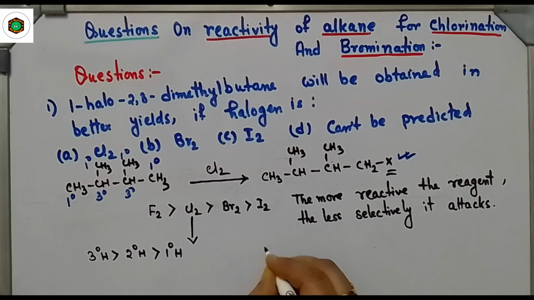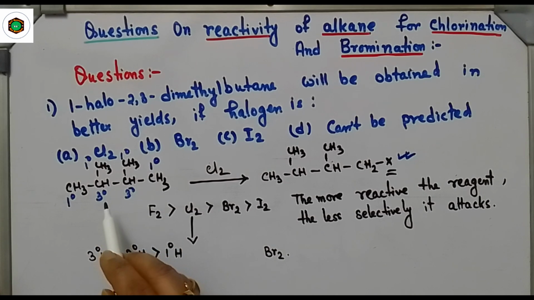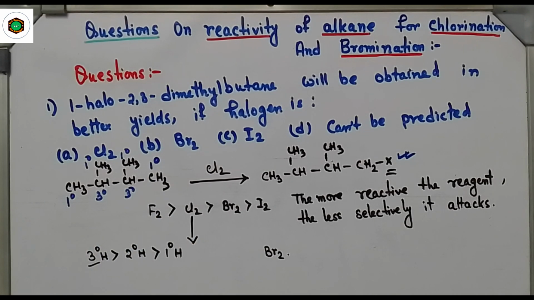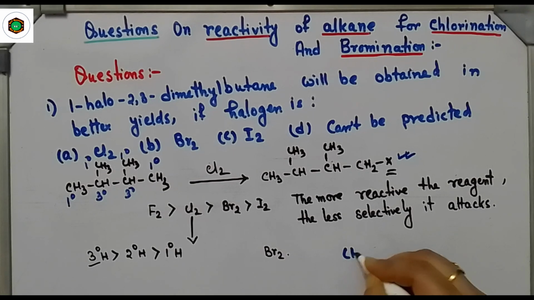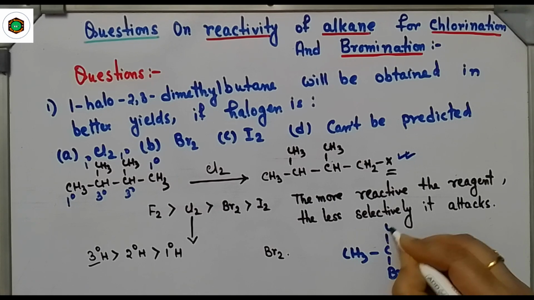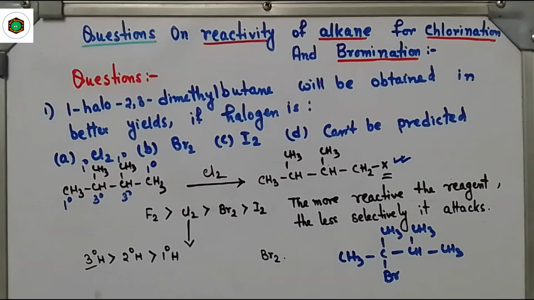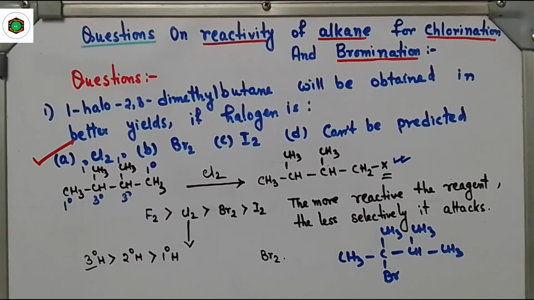If you use bromine here, bromine is less reactive, so it is more selective. So here what will happen? It attacks this tertiary center more. For that you will get this type of product, CH3, CBr, this thing as the major product for monobromination. So here option A is your answer.